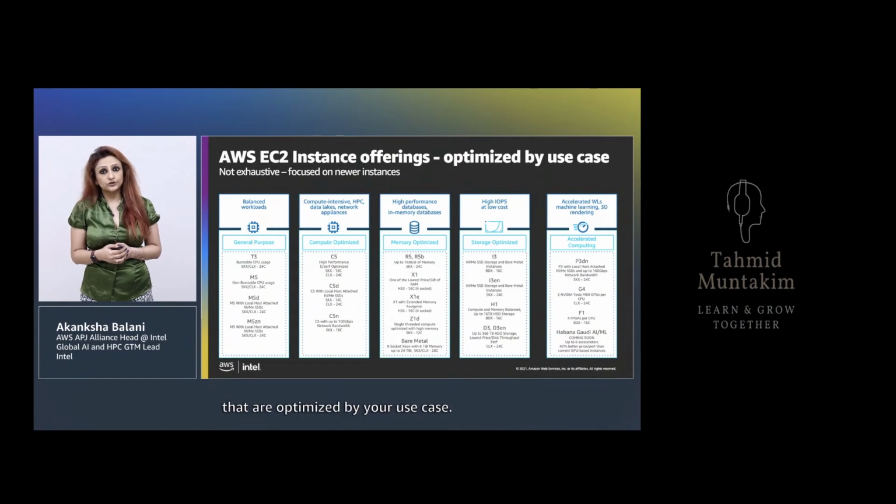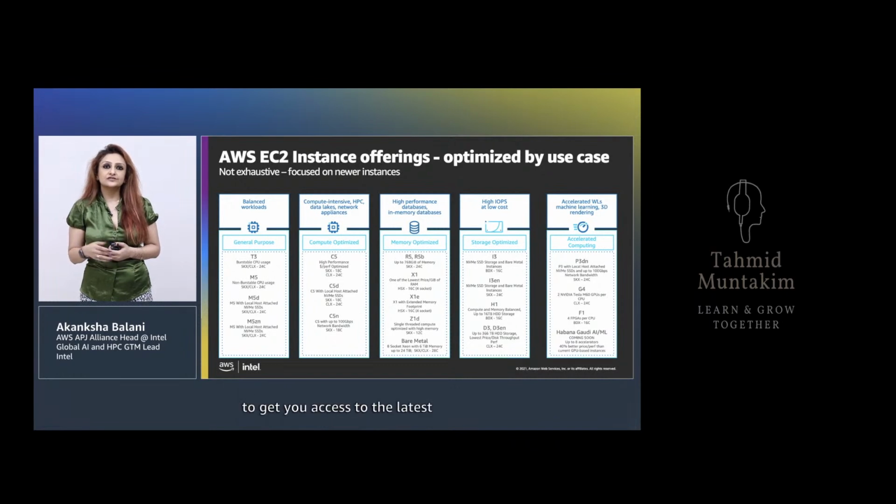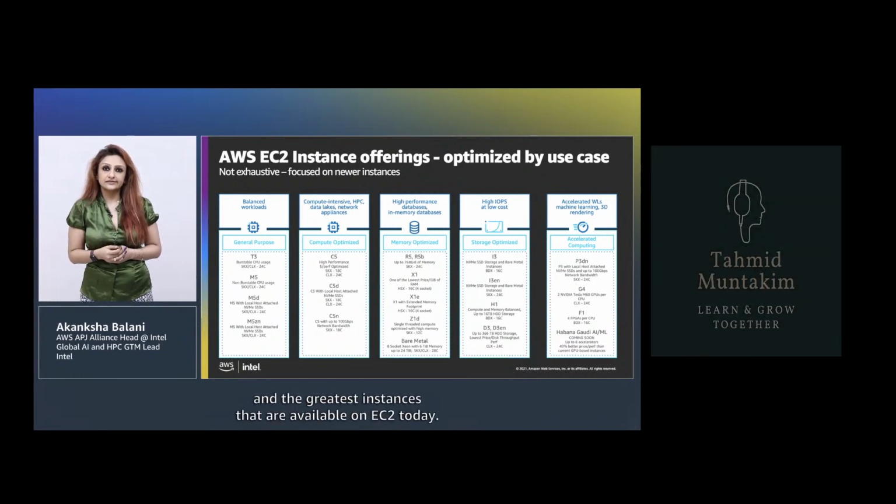I'll now go into the actual portfolio of the Intel instances that are available on AWS EC2 today that are optimized by your use case. It's not exhaustive, and it's definitely focused on trying to get you access to the latest and the greatest instances that are available on EC2 today.